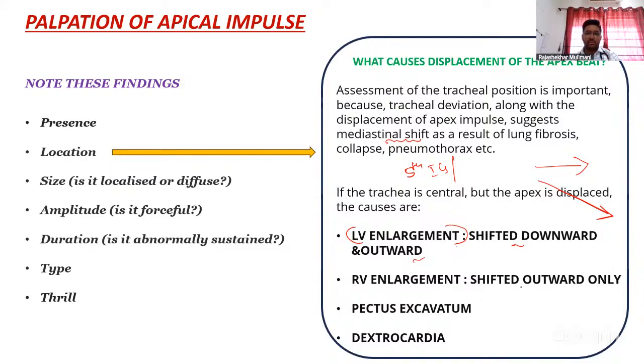And RV enlargement can cause the apical impulse to shift outward only, but it will still be in the fifth intercostal space. So this is a very important finding. To say which chamber is enlarged, you need to locate the site of the maximum apical impulse. So in RV enlargement, it is in the same intercostal space, but it has shifted outward, whereas in LV enlargement, it can be shifted both down and out.